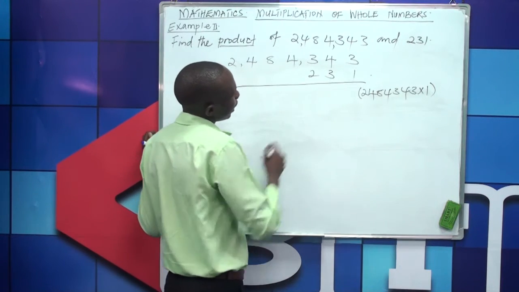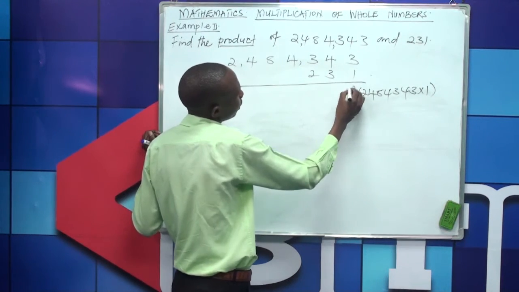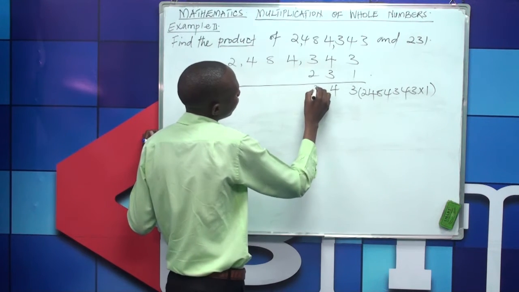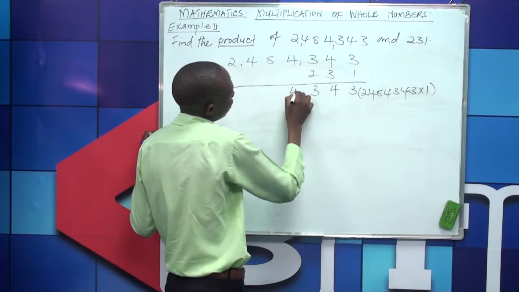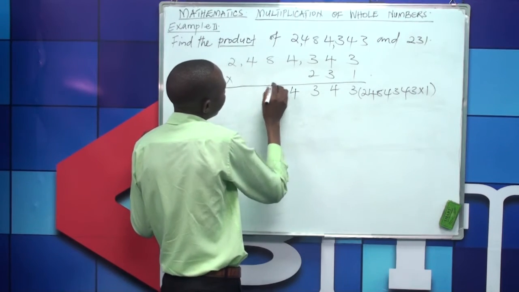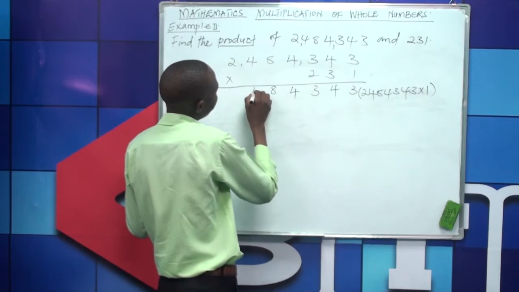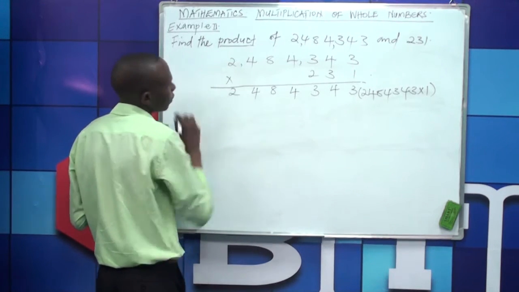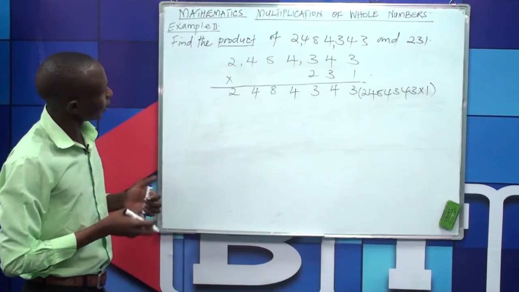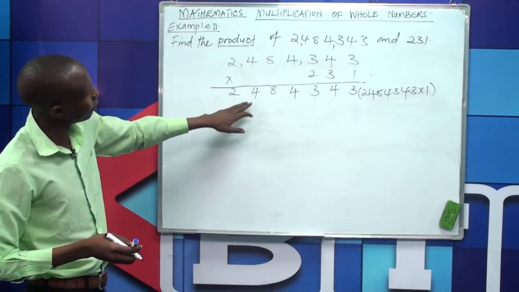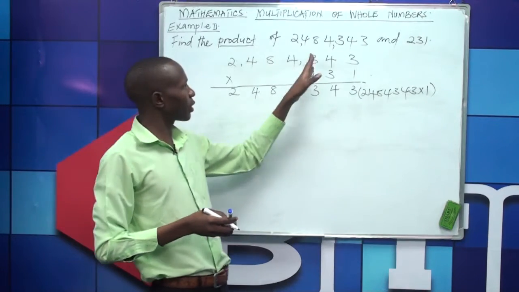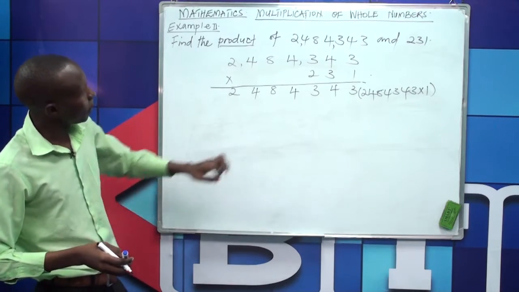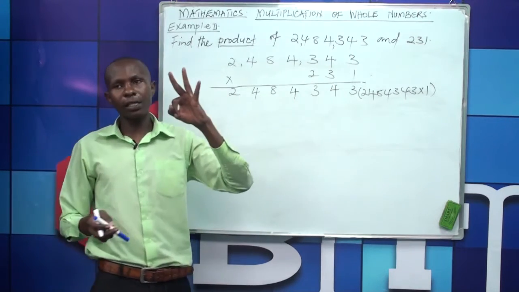So I'll first of all say 1 times 3 to give us 3. 1 times 4, it will have to give us 4. 1 times 3, 3. 1 times 4, 4. 1 times 8, 8. 1 times 4, 4. 1 times 2, it will also have to give us 2. So when you look at the number, you realize that the first digit has been multiplied with the number directly. Then from there, remember we have got 3 digits.